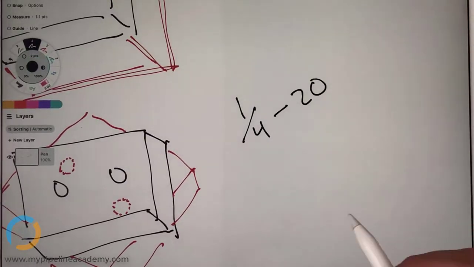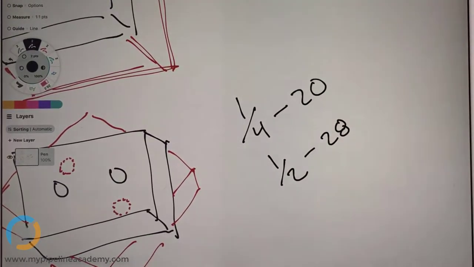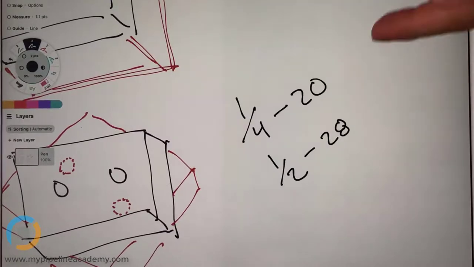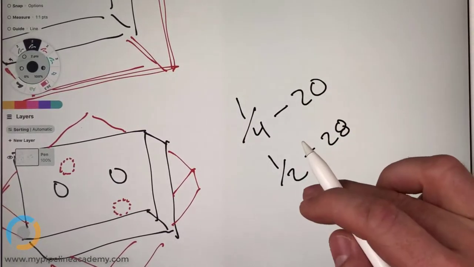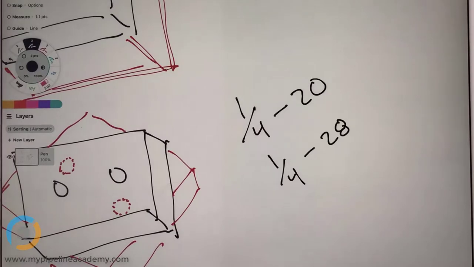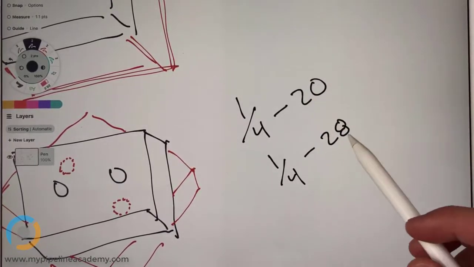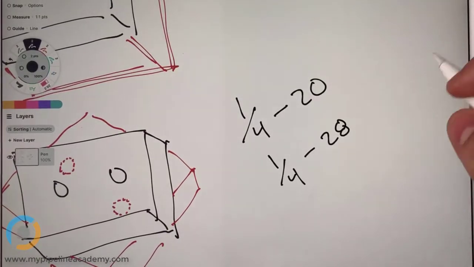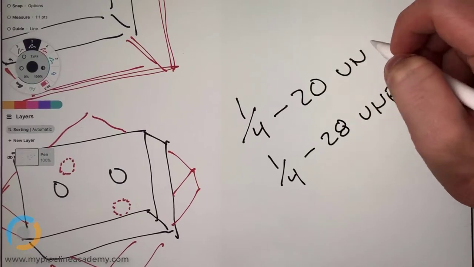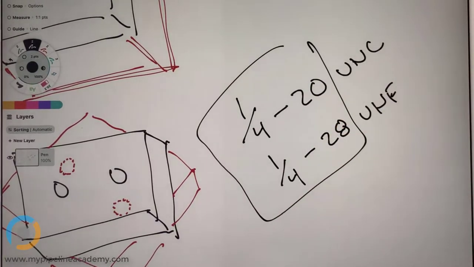1/4-20 is a standard size, and 1/4-28 is the other standard size. Most thread diameters will have a coarse and a fine pitch. So 28 means 28 threads per inch, so more threads per inch than 20 threads per inch. This would be the fine pitch. And so you don't really need to write out your UNF or UNC because it's already contained within that part of the nomenclature.